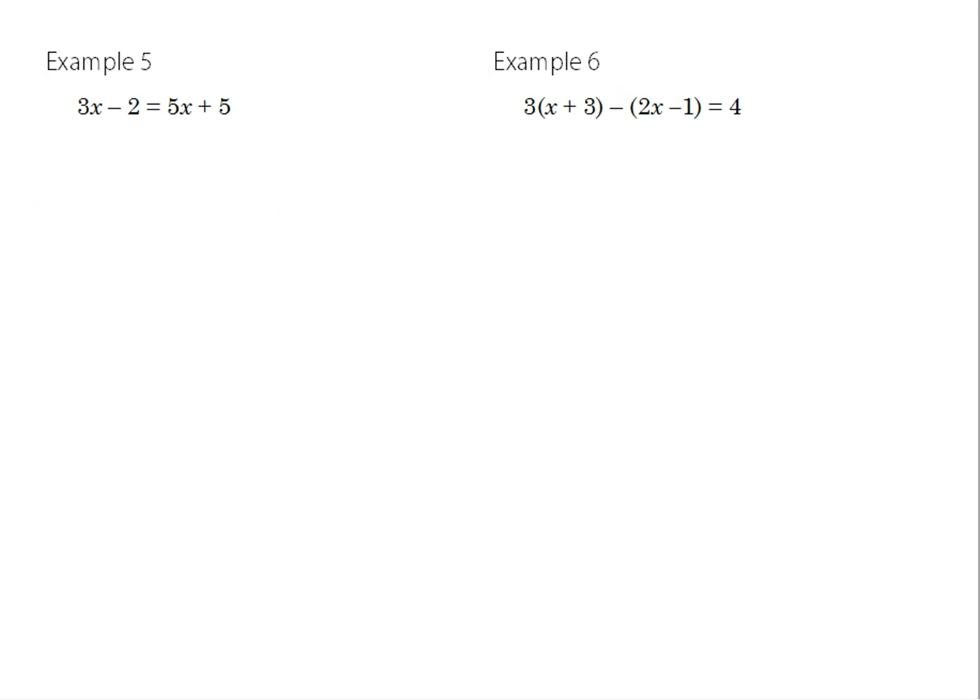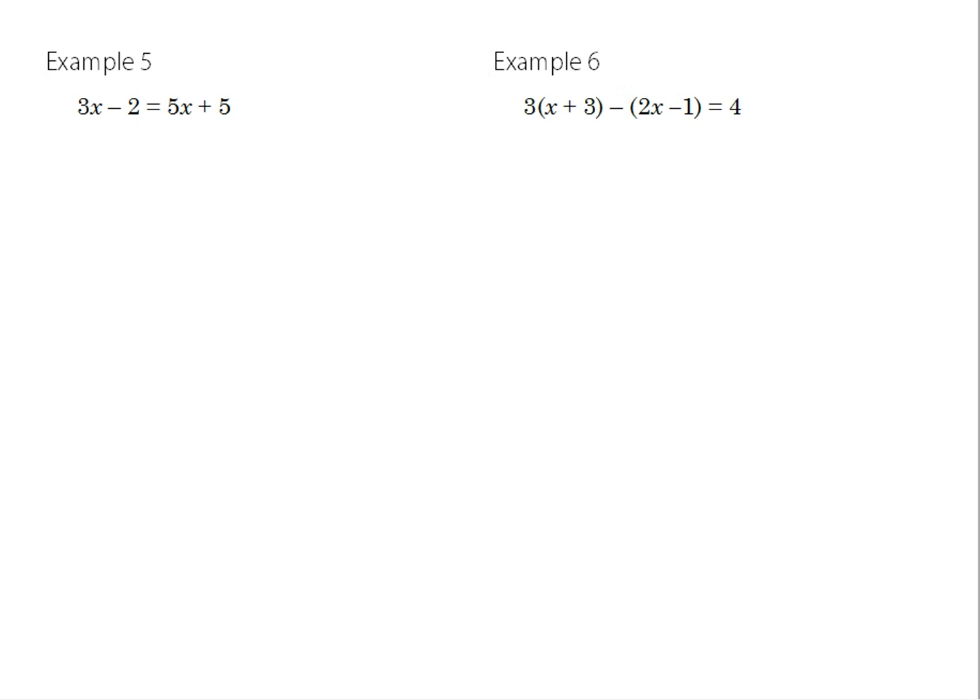Example 5. So no fractions here to deal with, no brackets here to deal with, but we do have more than one instance of the unknown. So we've got x's on both sides of this equation. So there are two different ways that I can deal with this. I want to collect the x terms together, and that's my first priority. So I could obviously do that by subtracting 3x from both sides of the equation, which would leave no x's on the left-hand side and 2x on the right-hand side, or I could subtract 5x from both sides of the equation, which would leave no x's on the right-hand side and negative 2x on the left-hand side.